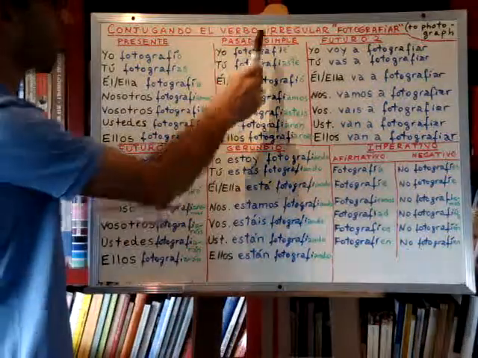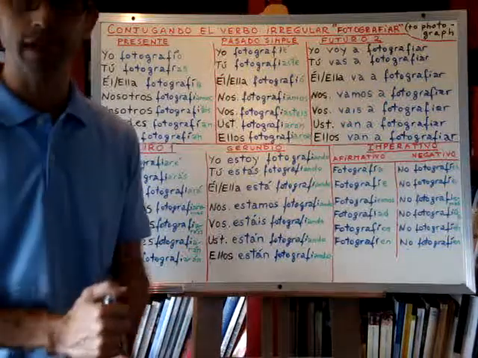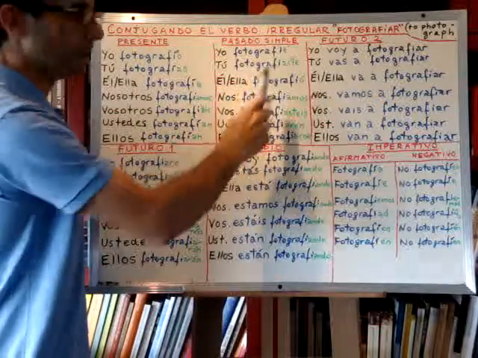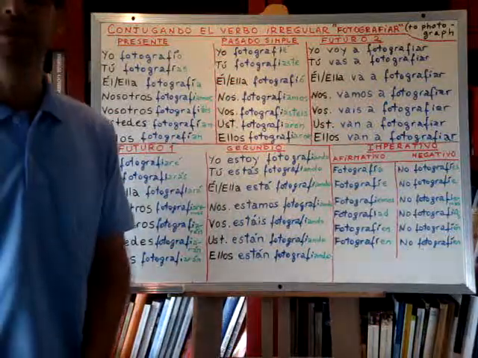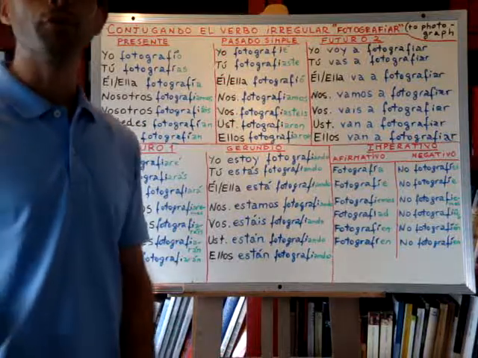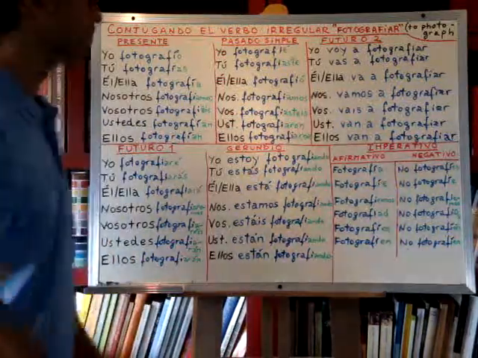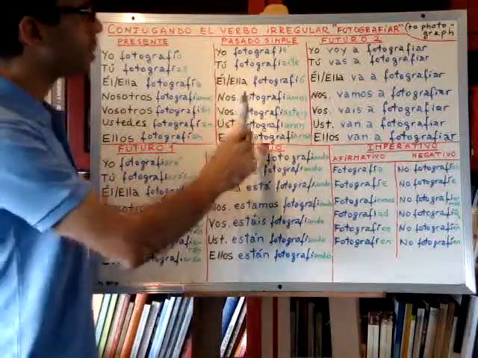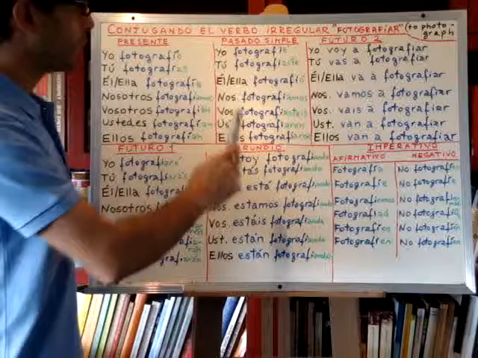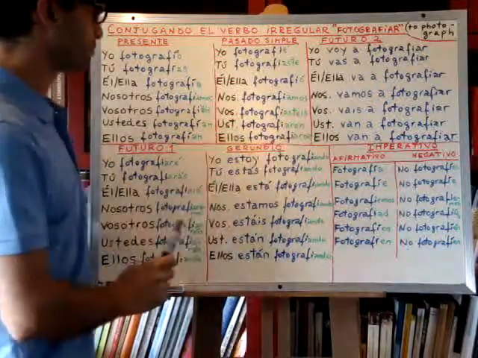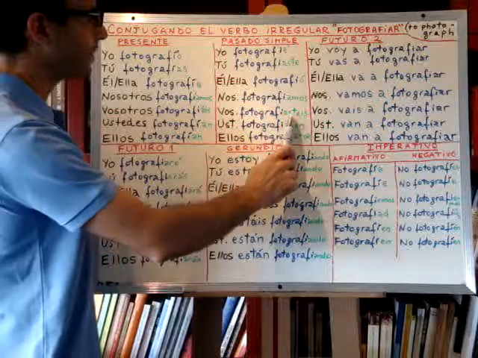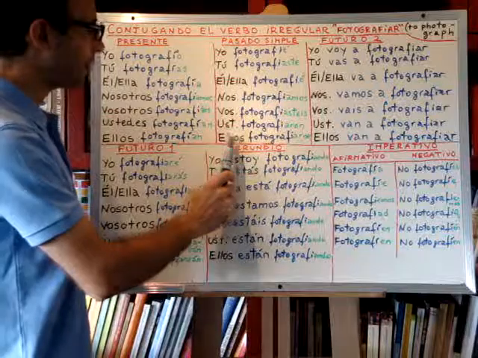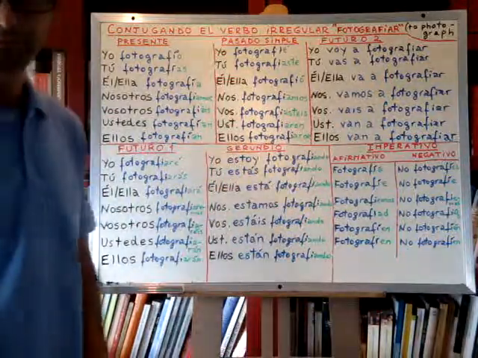Let's go to pasado simple. Ahora vamos a conjugar en pasado simple. Now we will conjugate in simple past. Yo fotografié. That is, I photographed. I took a picture, okay? Tú fotografiaste. Él or ella fotografió. Nosotros fotografiamos. Vosotros fotografiasteis. Ustedes fotografiaron. And ellos fotografiaron.